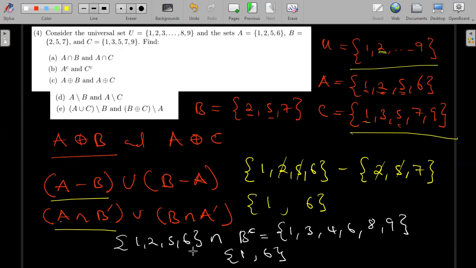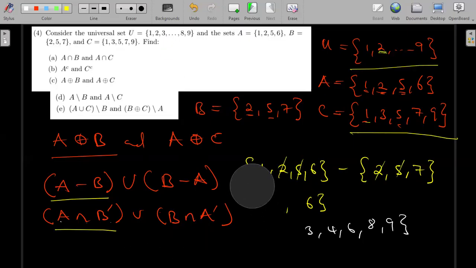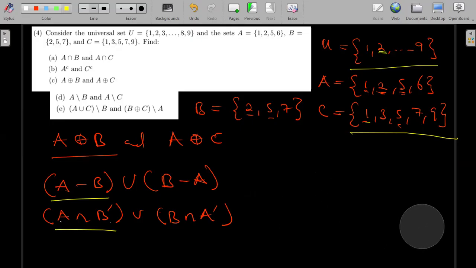And this is the other process, where we got A intersected with B complement, and we found it's 1, comma 6. So that's how we find that first part. So we keep this 1, 6. I erase here, and we keep this 1, 6 as the first part here.